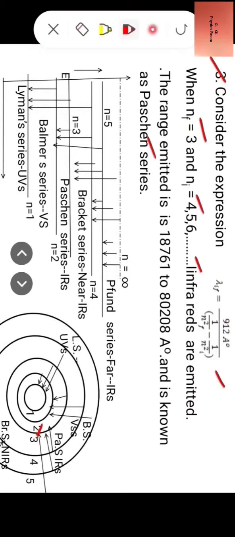Okay. Now the first spectral line is the jump from 4 to 3, and the last spectral line would be the jump from infinity to 3. That way you can have the spectrum of infrared radiations emitted for this case. So here you have the Paschen series.